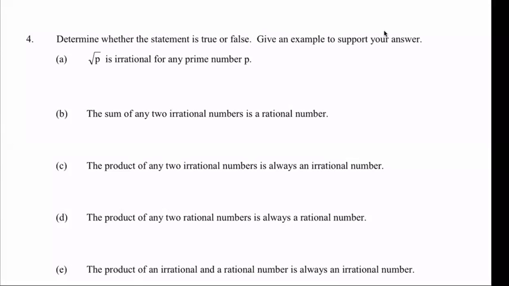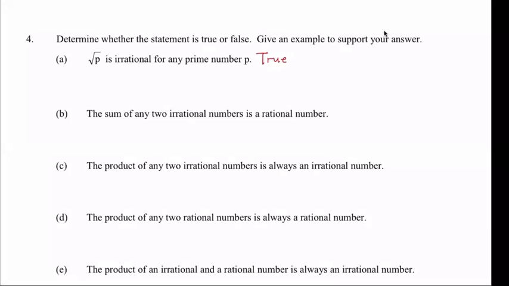Okay, question 4. Determine whether the statement is true or false. Give an example to support your answer. A. Square root of p is irrational for any prime number p. This is true.